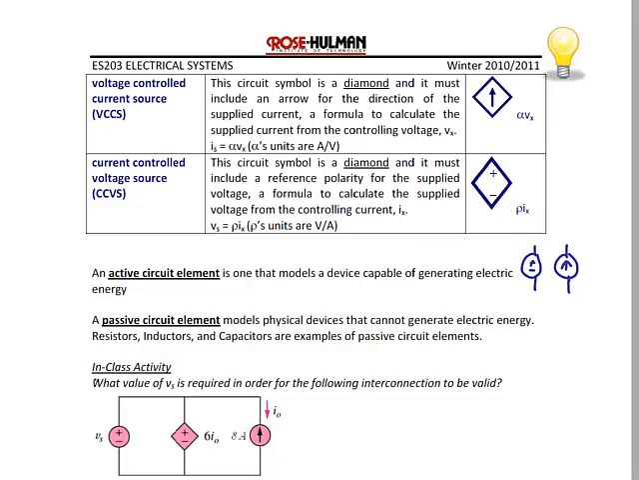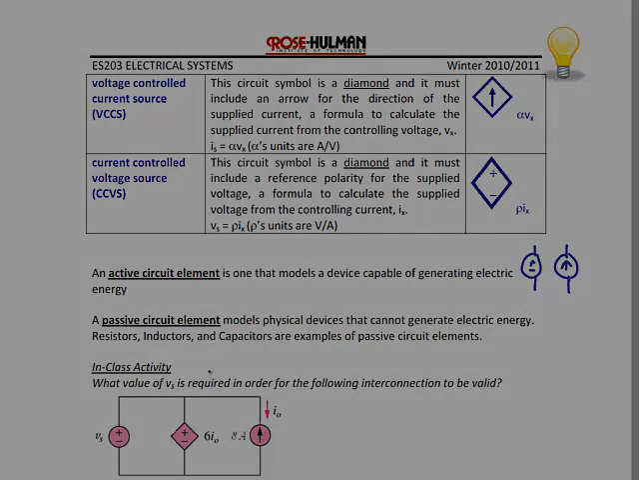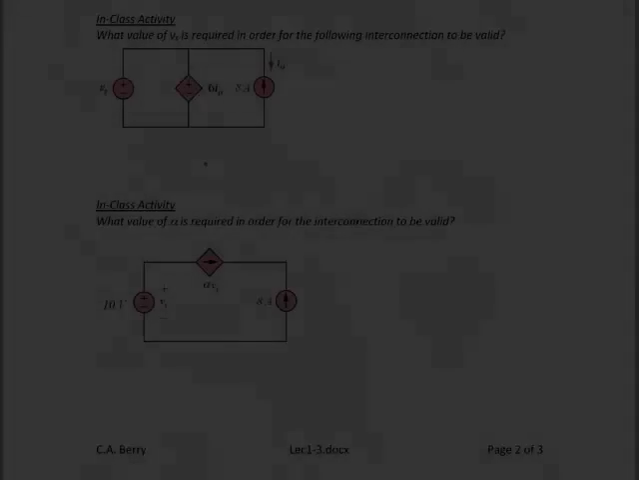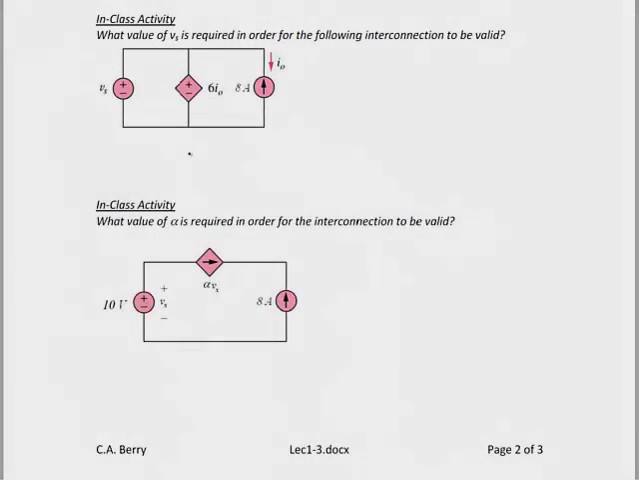Now let's try an example where we practice using independent and dependent sources to find values on a circuit. For the first in-class activity, the question is, what value of Vs is required in order for the following interconnection to be valid? To answer this question, we have to discuss some things we haven't talked about in great detail as of yet, but we'll do it now.